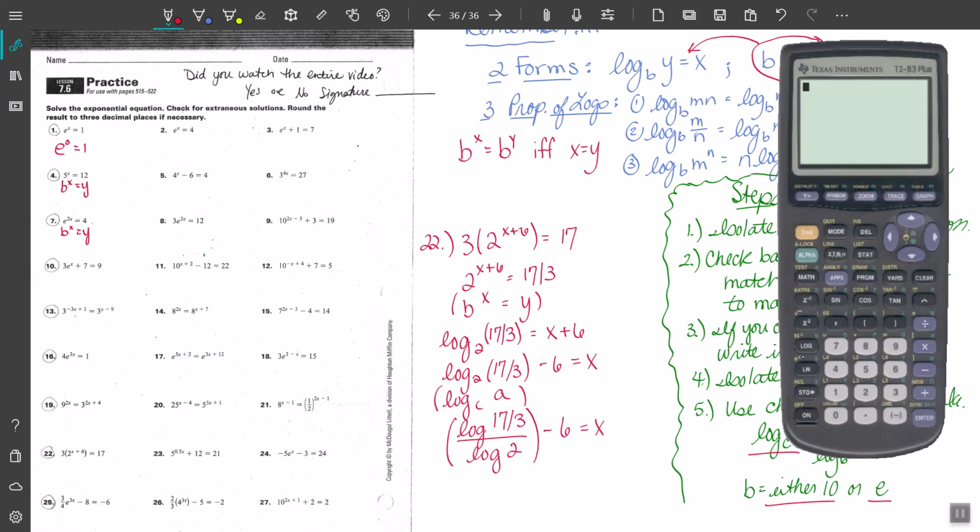All right, so when I put this into the calculator, I'm going to want to protect that 17 divided by 3 in parentheses. And so it's log 17 divided by 3, end parentheses. I'm going to divide that by the log of 2, end parentheses there as well. And then I want it to subtract the 6. So make sure you're protecting well so that you're really telling the calculator exactly the order of operations you want it to follow. And there we get negative 3.497 as our final answer.